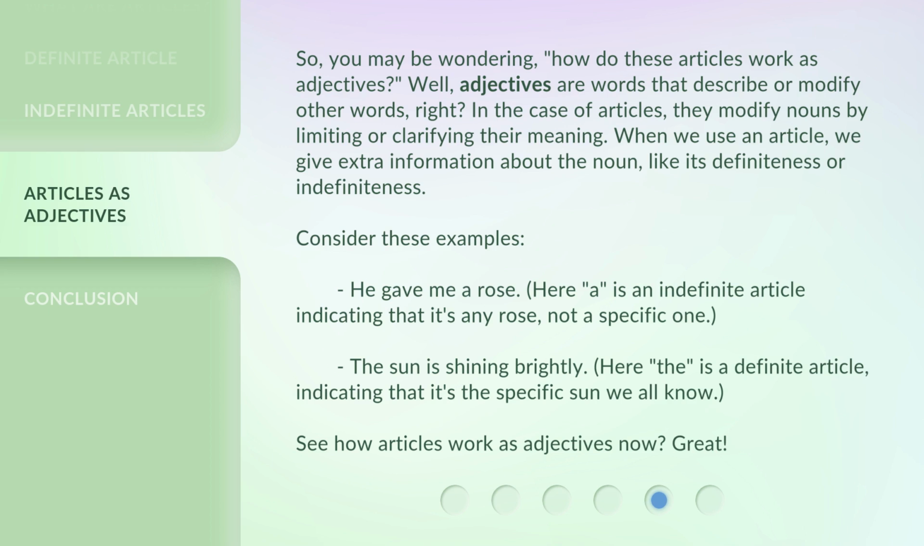Consider these examples. He gave me a rose. Here, a is an indefinite article indicating that it's any rose, not a specific one. The sun is shining brightly. Here, the is a definite article, indicating that it's the specific sun we all know. See how articles work as adjectives now? Great!